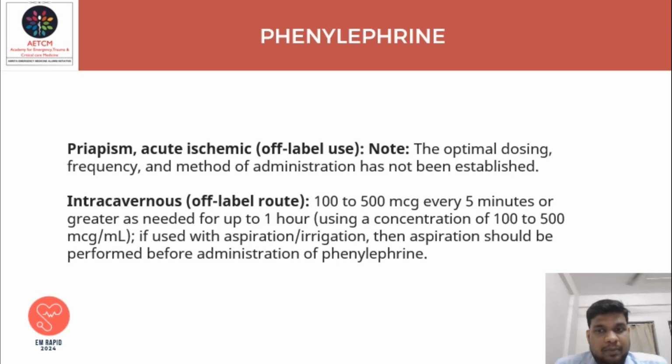Next, we can use it in priapism, that is acute ischemia. The optimal dosing frequency and method of administration have not been established. We can use the route by intracavernous injection. It is 100 to 500 micrograms every 5 minutes or greater as needed for up to 1 hour. If used with aspiration or irrigation, then aspiration should be performed before administration of phenylephrine.